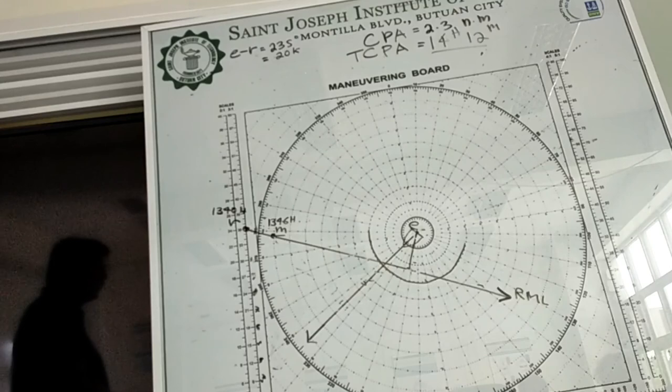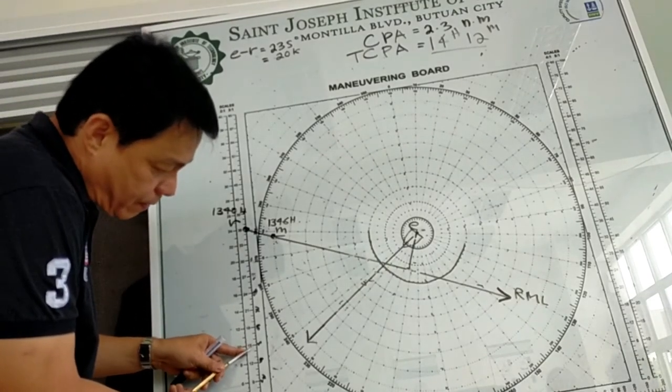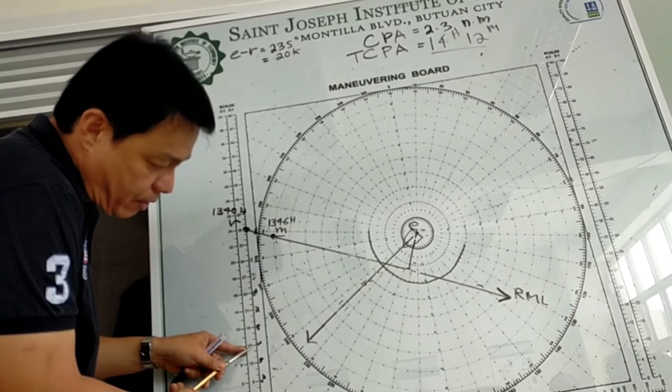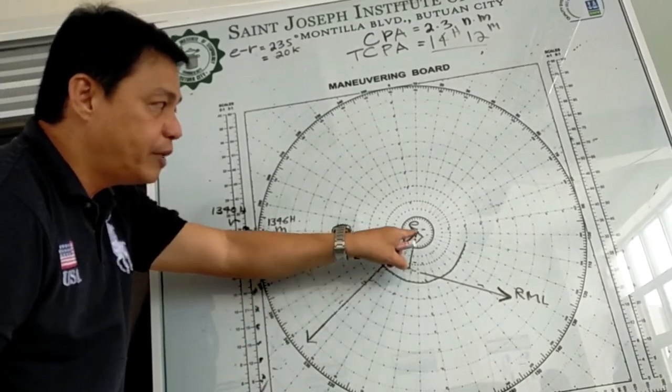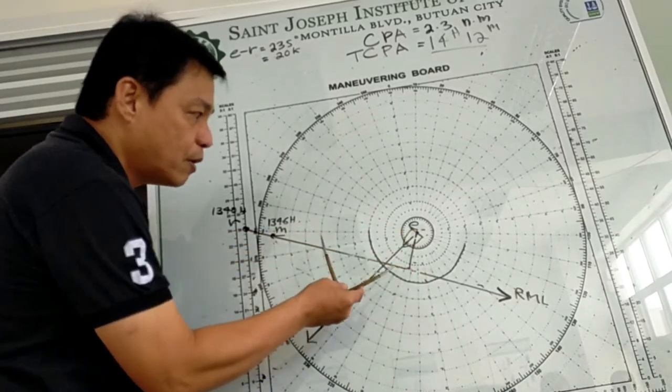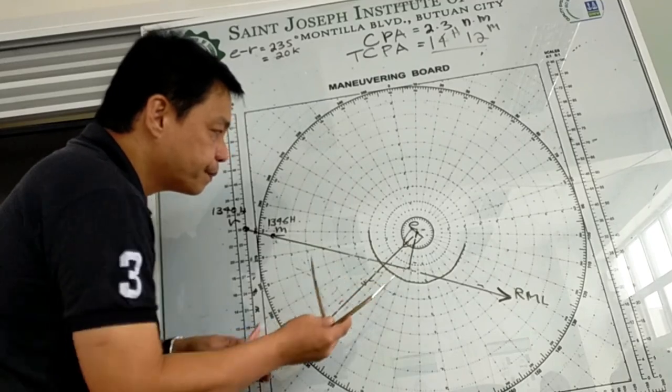So 5 miles. So we measure 5 miles. This one. Okay, that is 5 miles. So, we measure it from here. So, 5 miles. Okay.